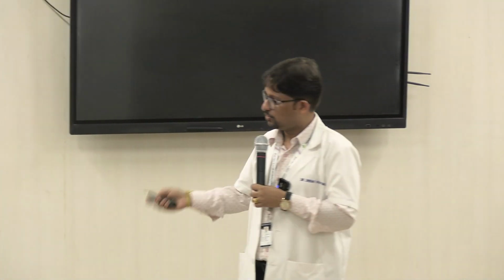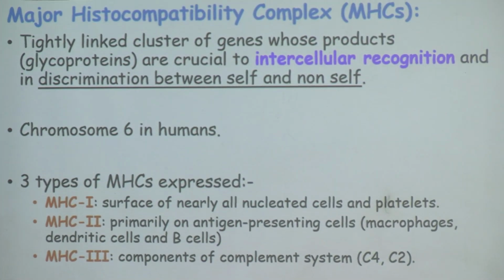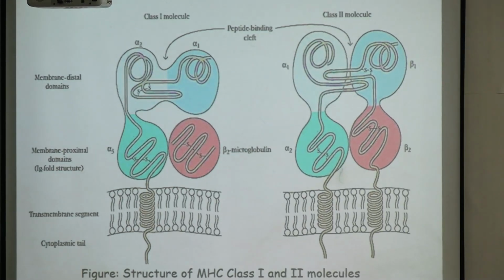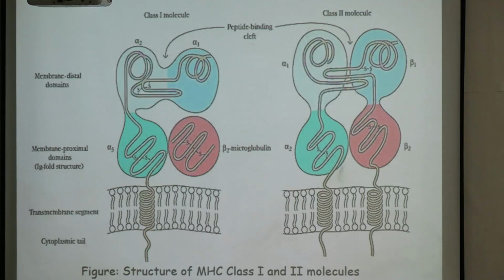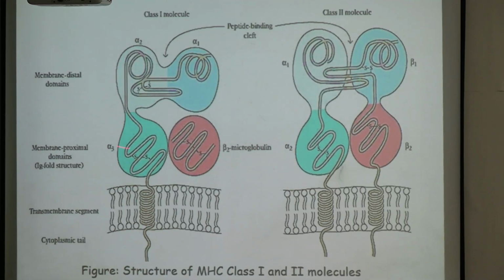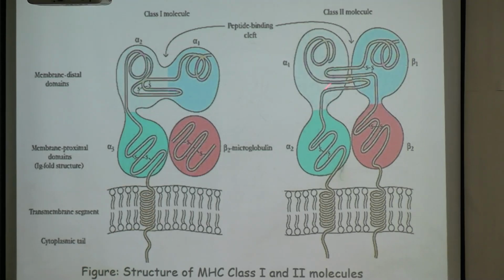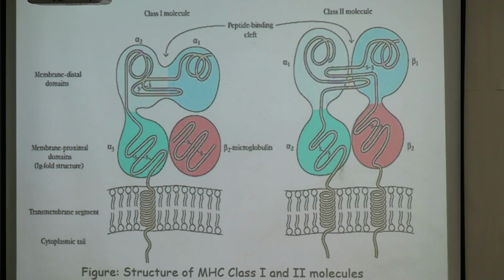Complement system, we will come to this in a bit. So these are the three types of classical MHCs that participate in immune recognition. This is how it looks. MHC1 and MHC2, as I said, are cell membrane bound glycoproteins. This is the membrane bound part and this is the part which is projecting outside. Now you have alpha and beta chains here, and in between you would have the antigen binding clefts.